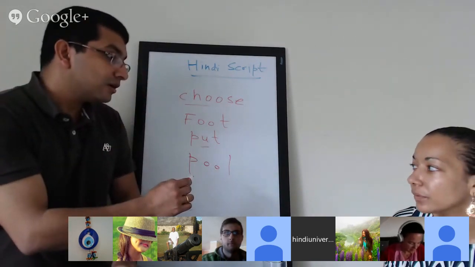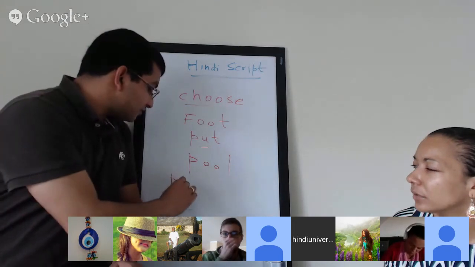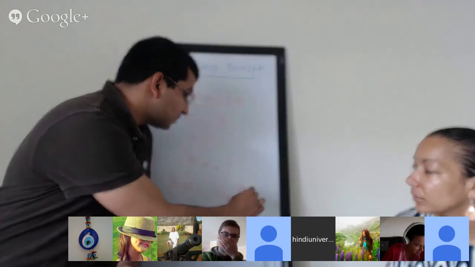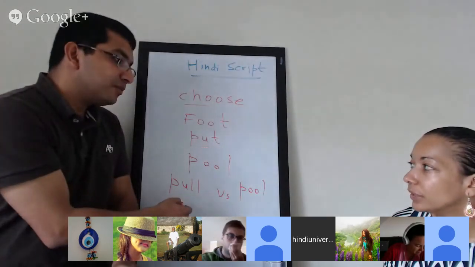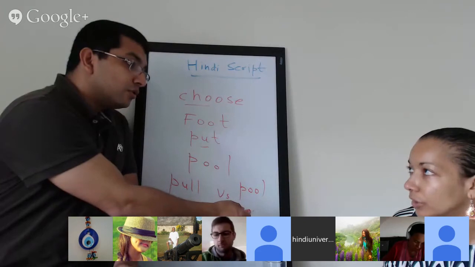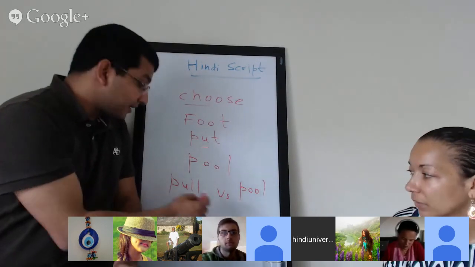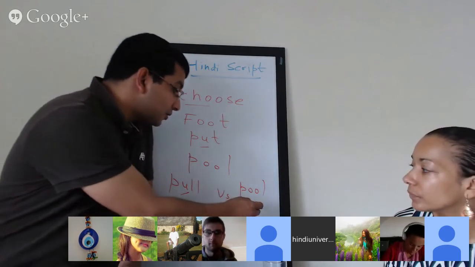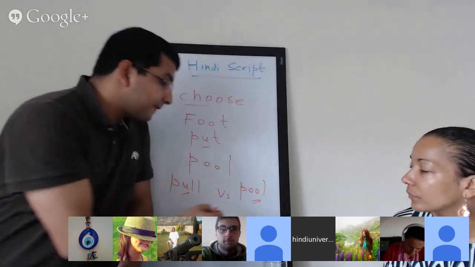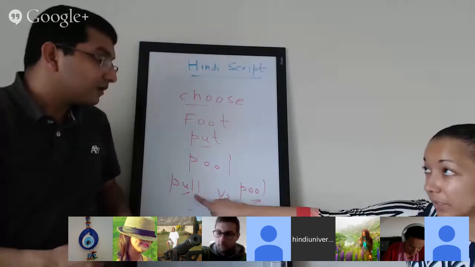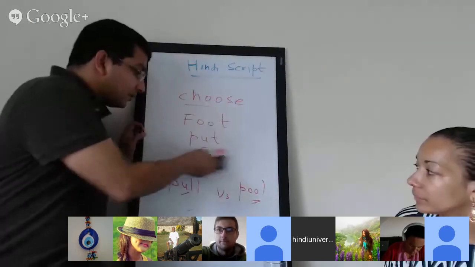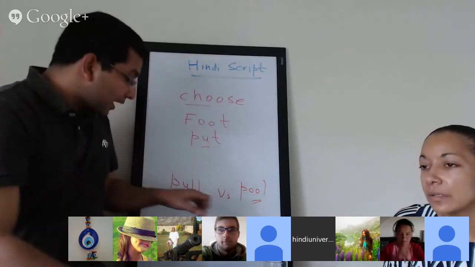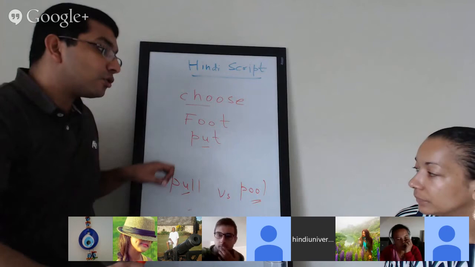What difference do you see between pull and pool? How do you say it? Pull. Pool. You see the difference, right? There's a soft O in pull versus a long one in pool. Pool will be an example of long O, and pull will be our short O sound.